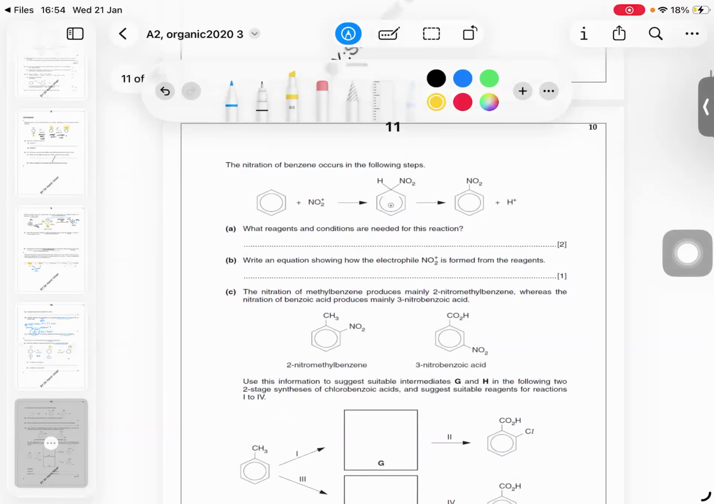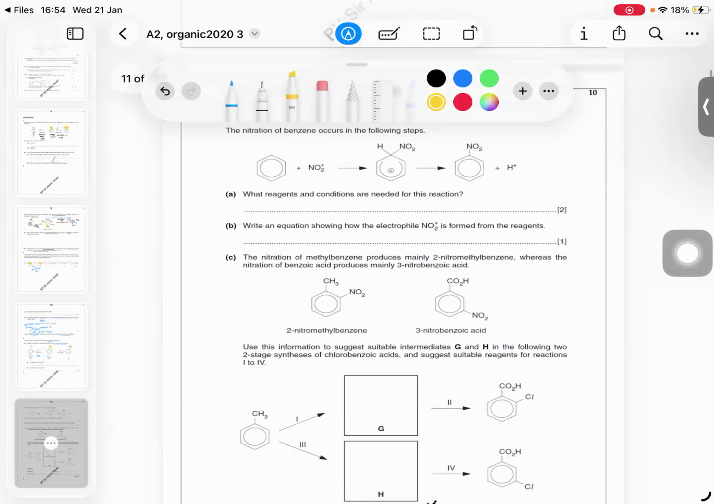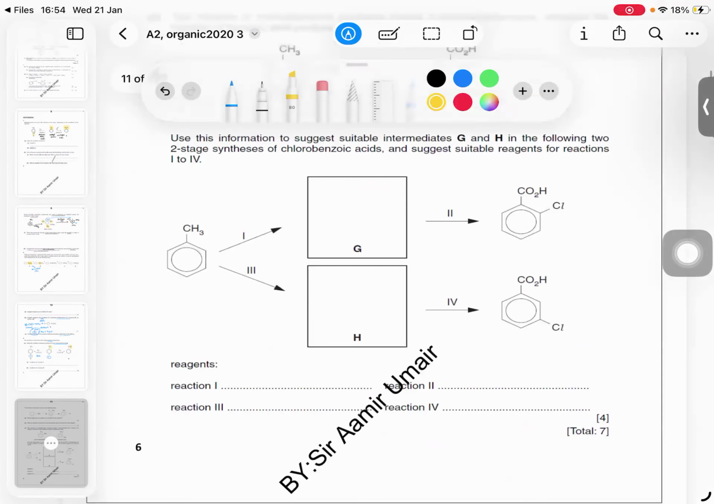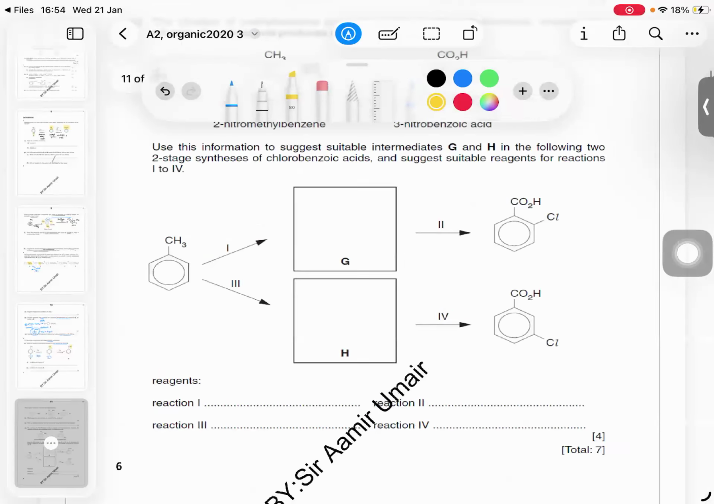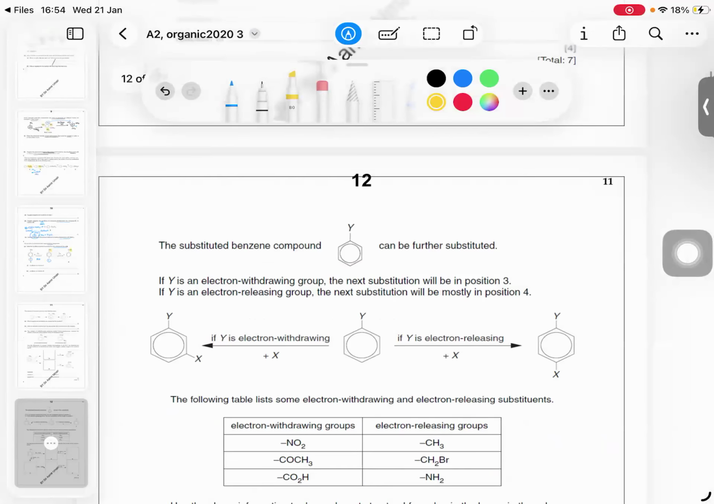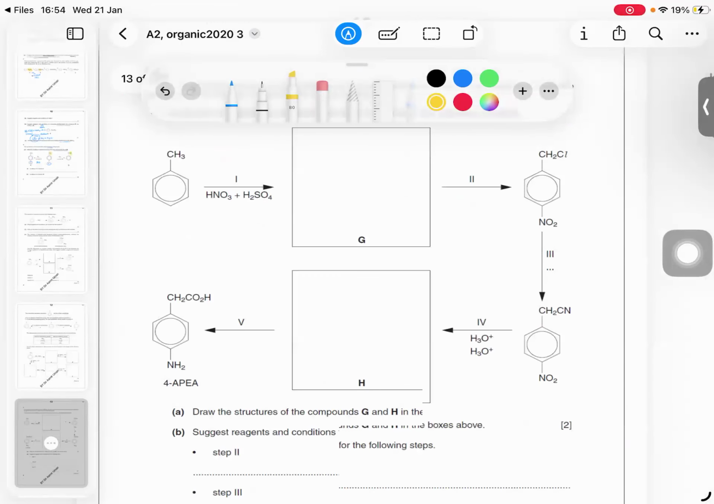Okay. Yes. Next, I'm skipping this part. We have just done it. Come here. Just this part.